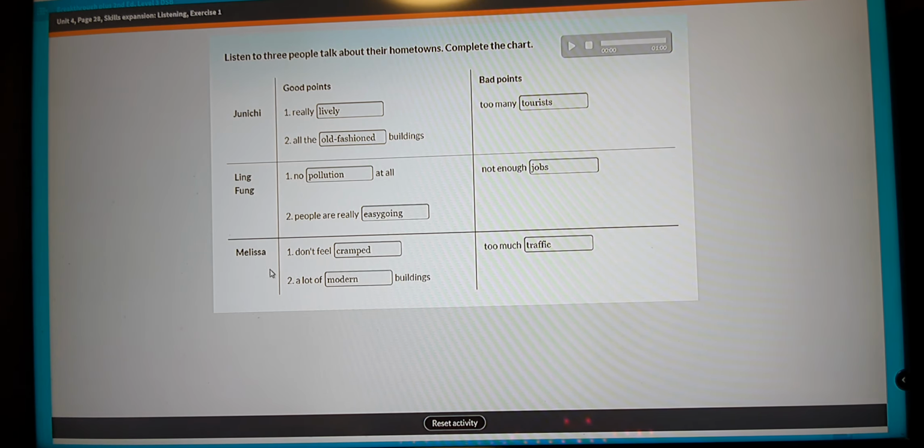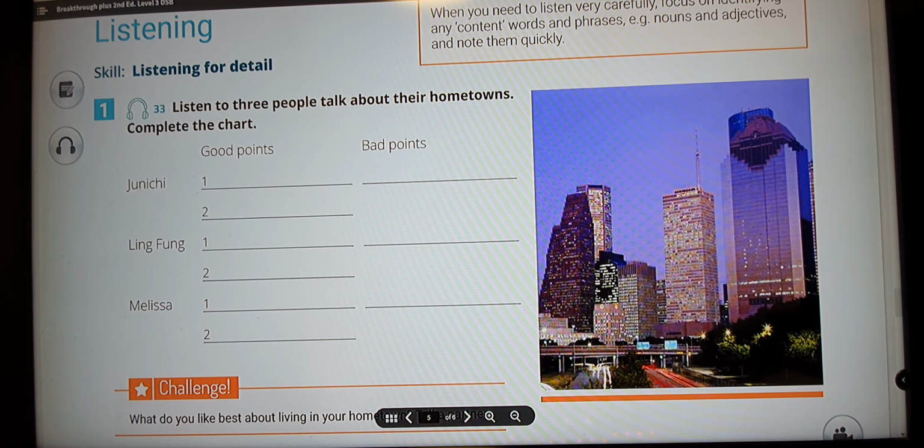And Melissa, the good point about her hometown is she doesn't feel cramped. And it has a lot of modern buildings. But there's too much traffic. Okay, we're going to stop there. And before I leave, I'm going to look at the homework quickly.